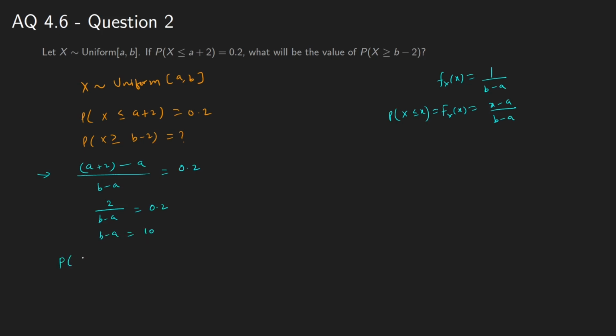Now we have to find the probability that x will take values greater than or equal to b minus 2. So we can write it as 1 minus the CDF of x at b minus 2. Here in place of the CDF we can substitute x minus a, so b minus 2 minus a divided by b minus a, and b minus a, we know, is equal to 10. So it will be 1 minus 8 by 10, since 10 minus 2 is 8. That will be 2 by 10 or 0.2. So this is the probability that x will take values greater than or equal to b minus 2.